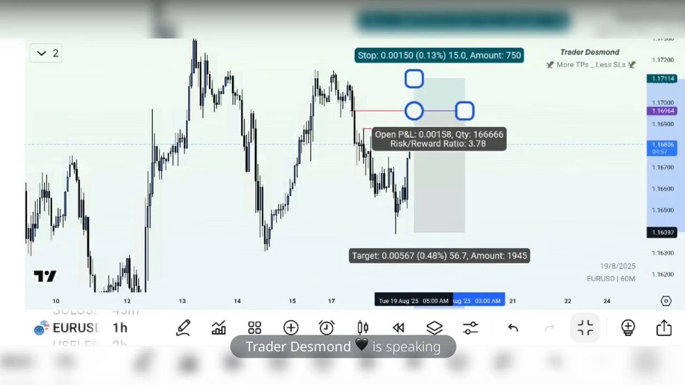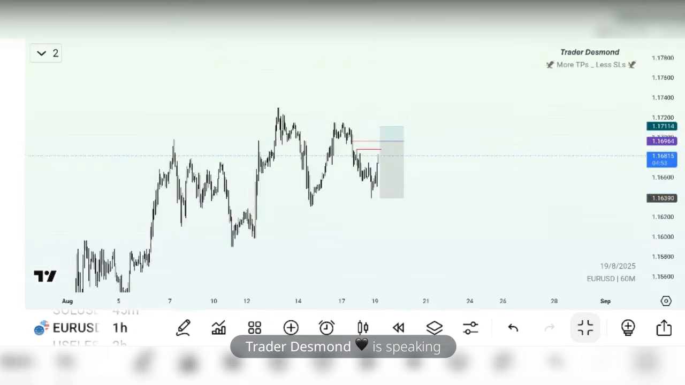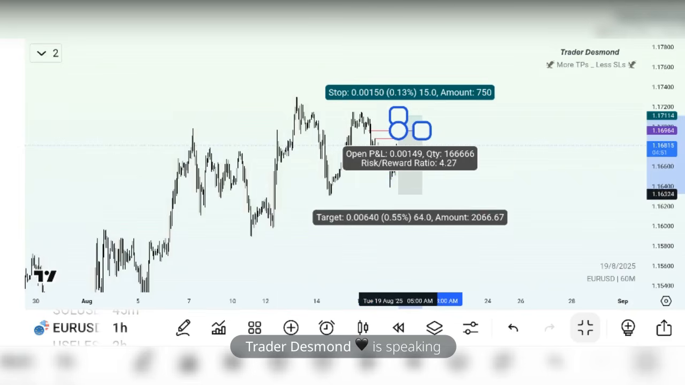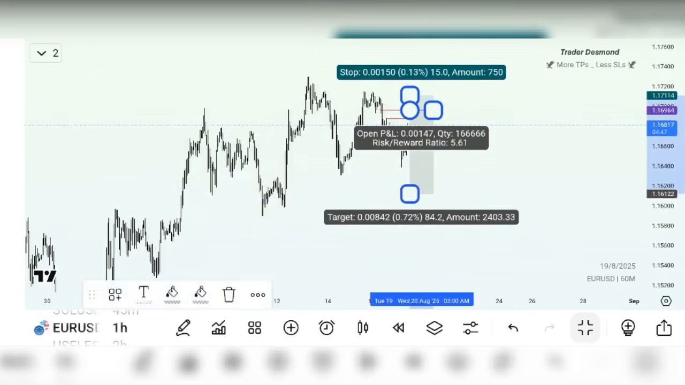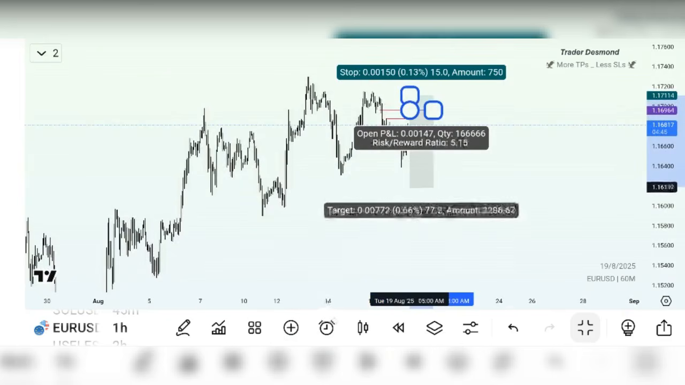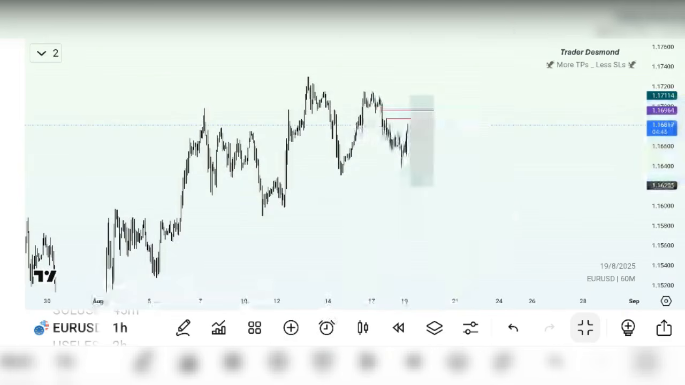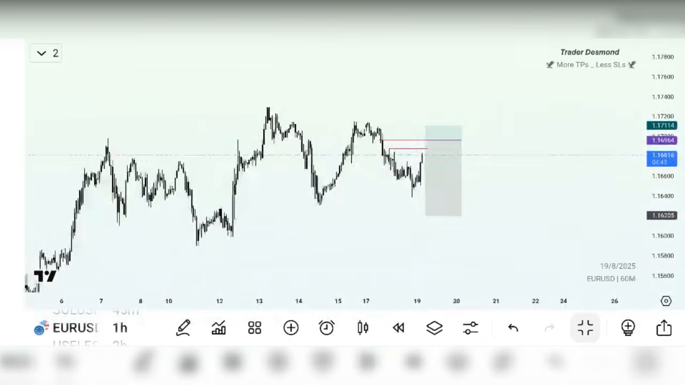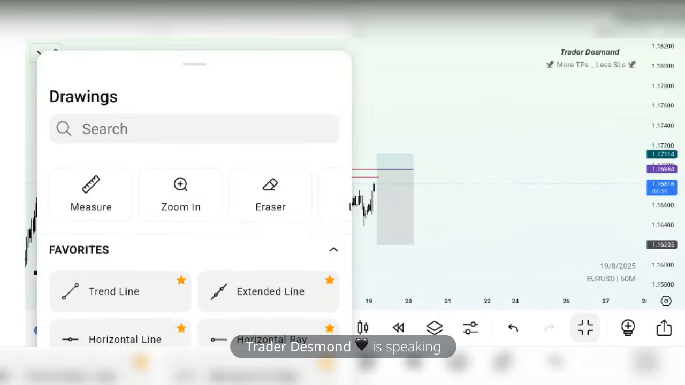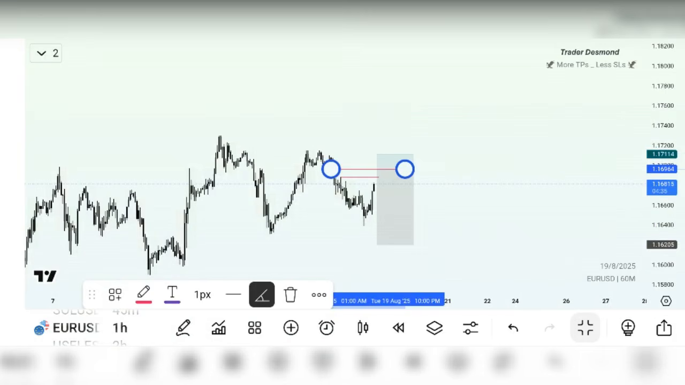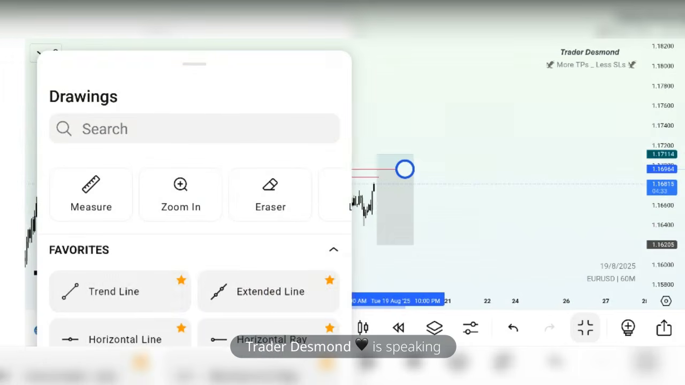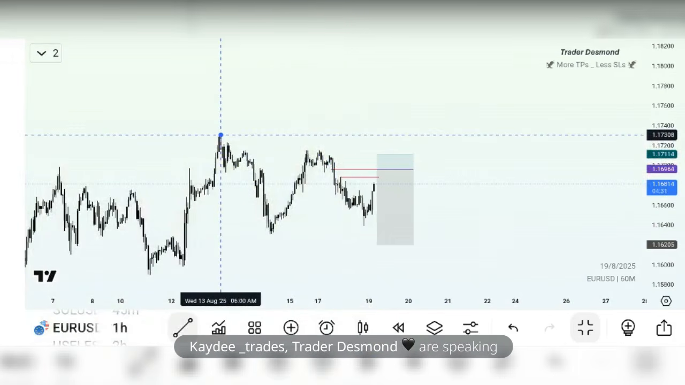If you are a 3RR trader, you can target here. But that is not my target. My target is somewhere, I think I'll just target 5RR. So if you are going to sell, if you are going to take EURUSD on your chart, this is what you should be doing.